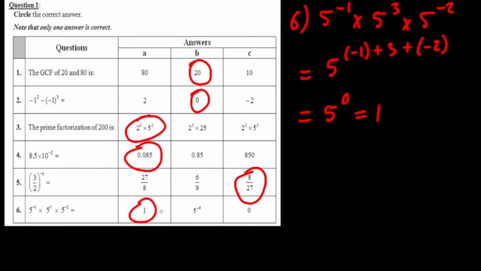The answer is A. Hopefully you're solving along and you got all the answers correctly. And if you didn't, hopefully you learned from your mistake and you can get it right in the exam. Now let's move on to question number 2.